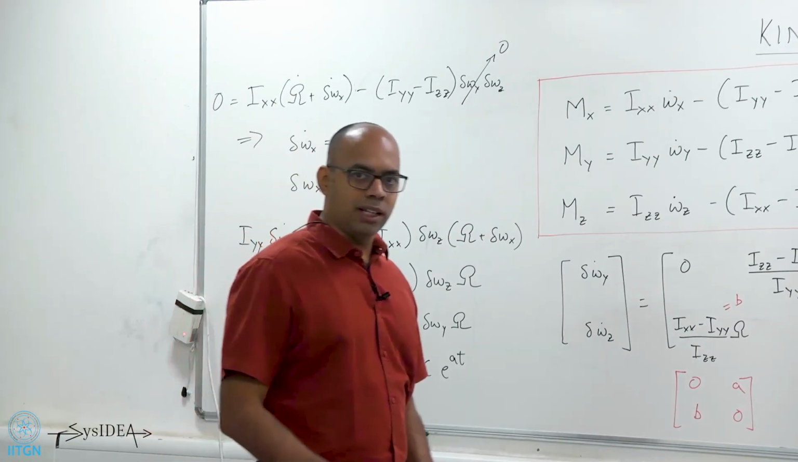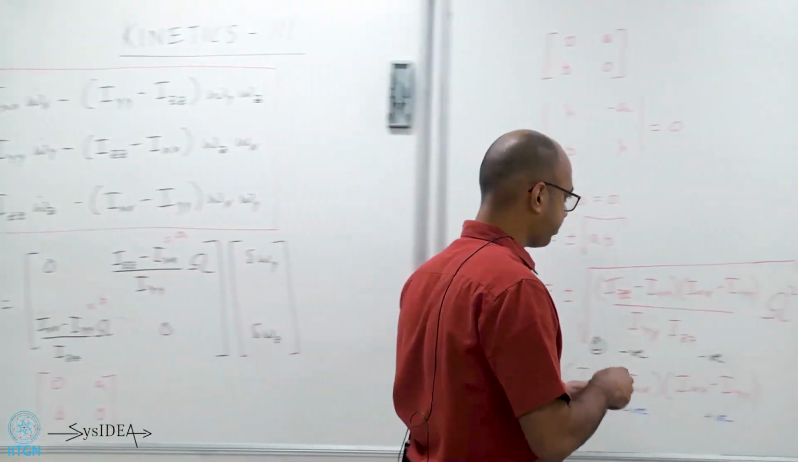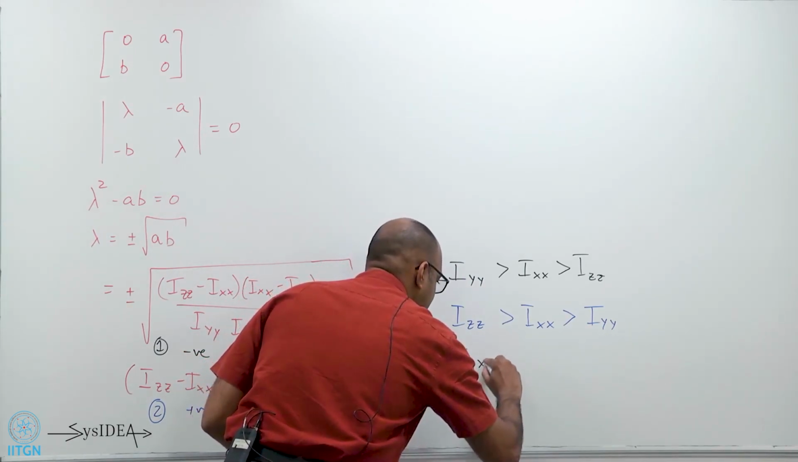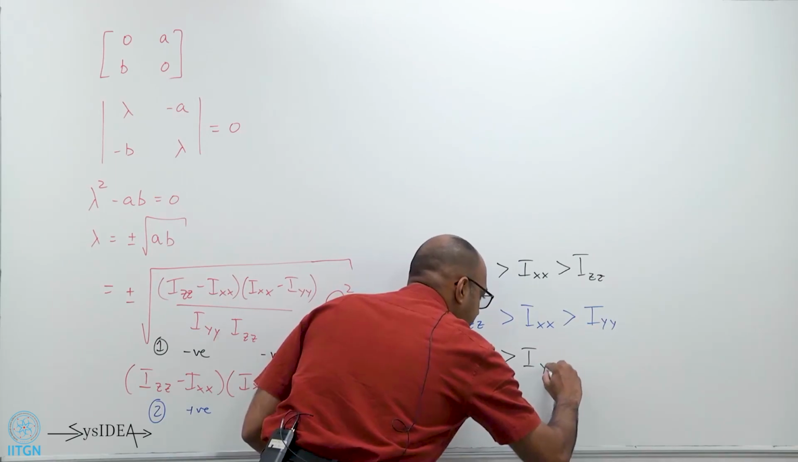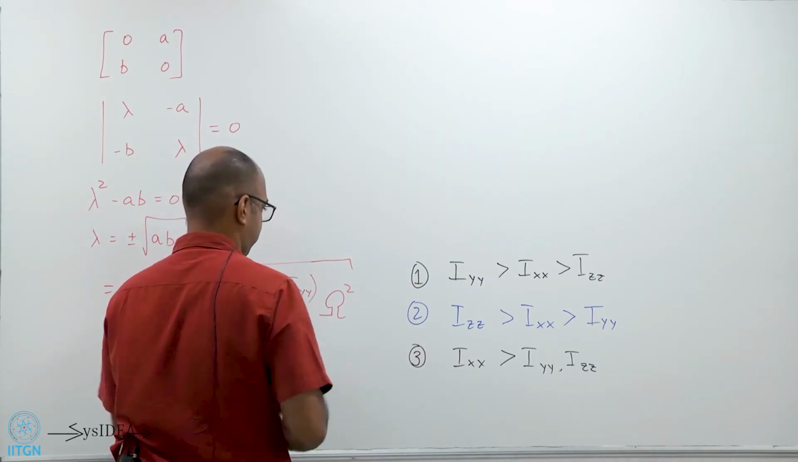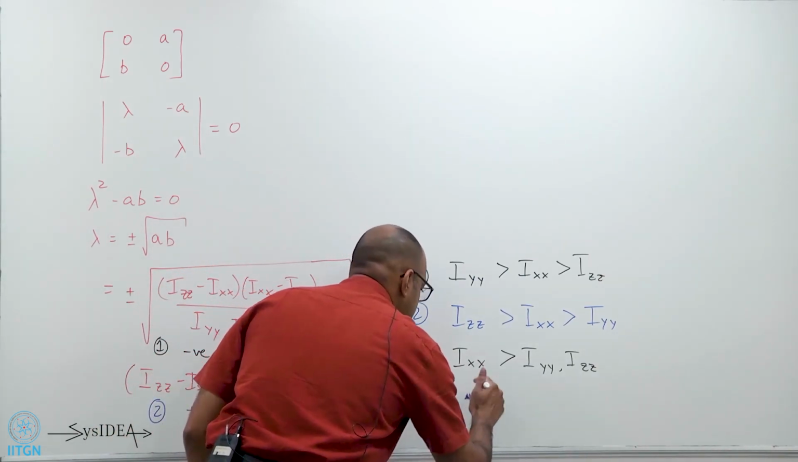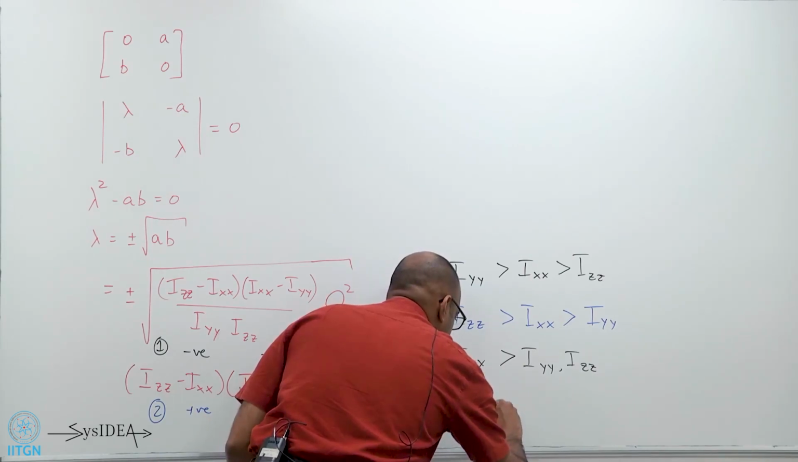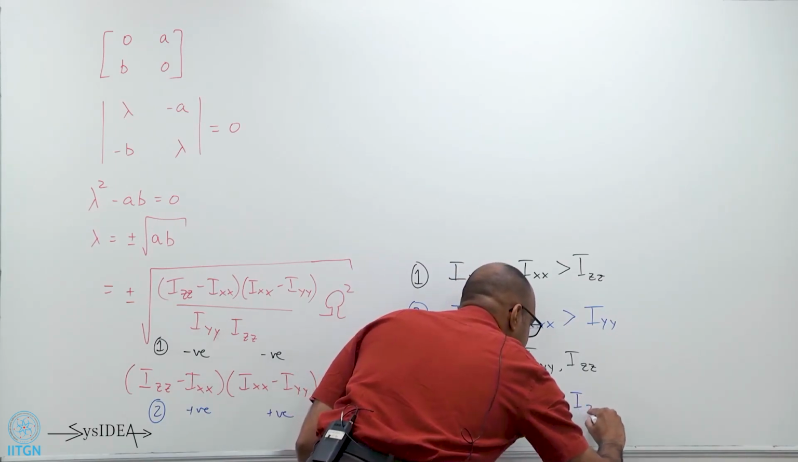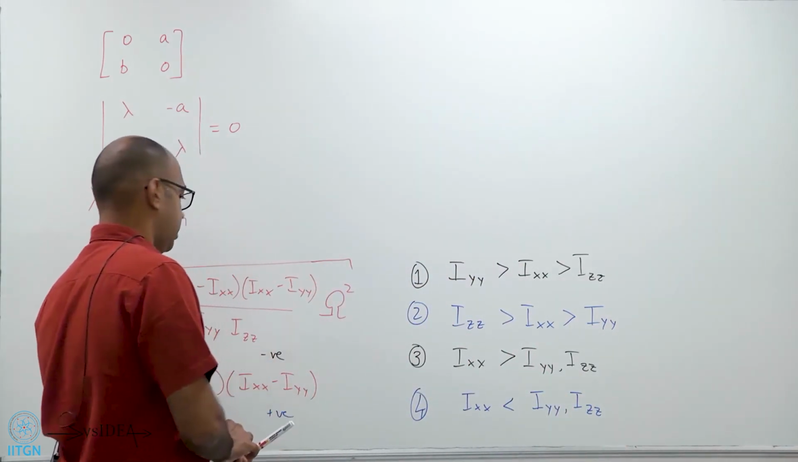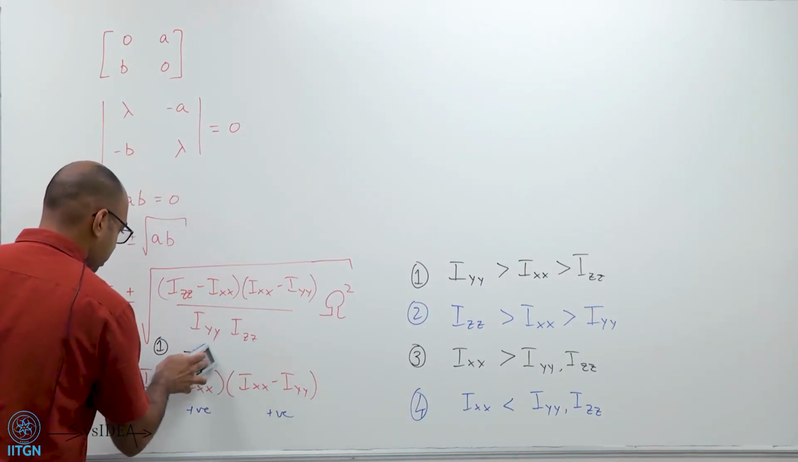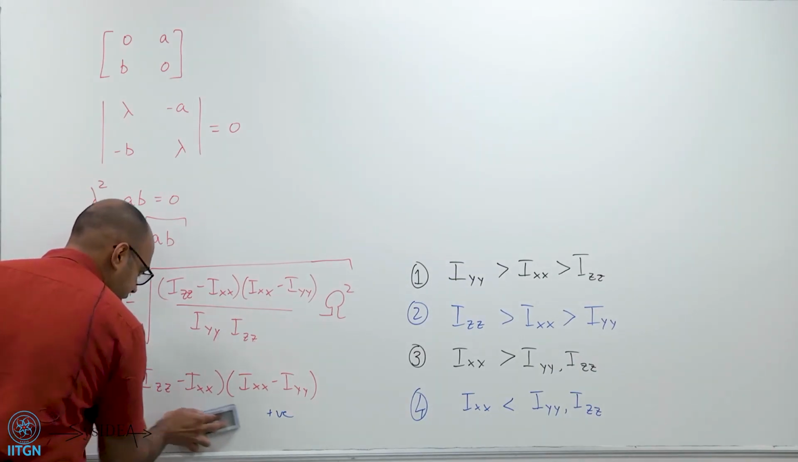Now, let us look at two other cases. Case 3, let us say IXX is greater than both IYY and IZZ, and case 4, let us say IXX is less than both IYY and IZZ. Here you will see that in both cases, the product is now negative.